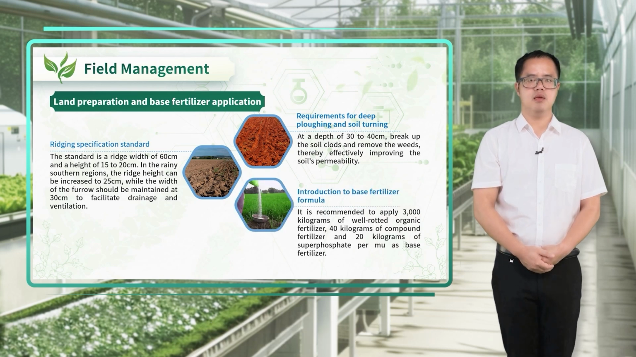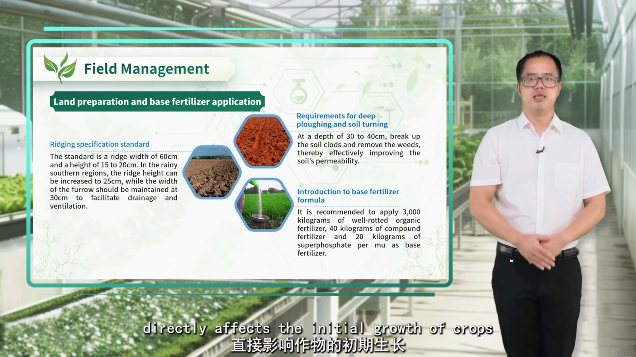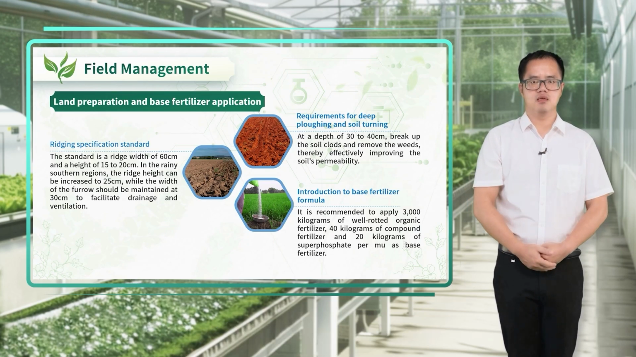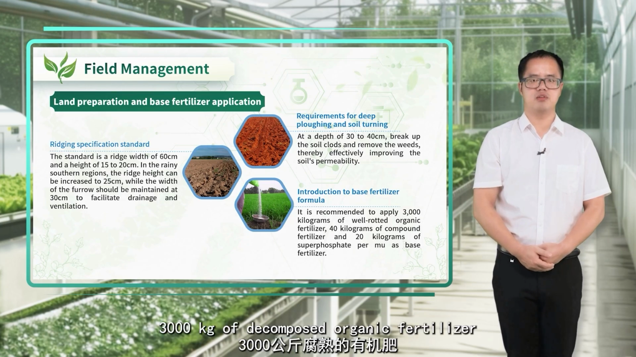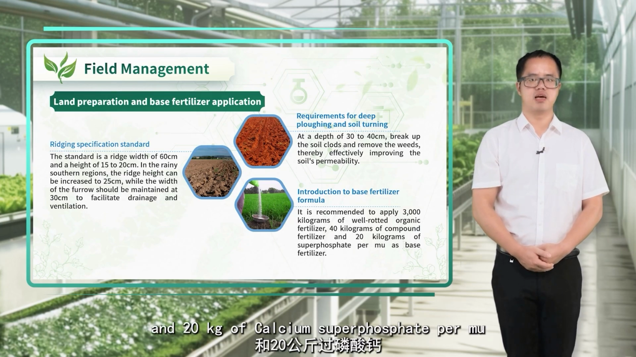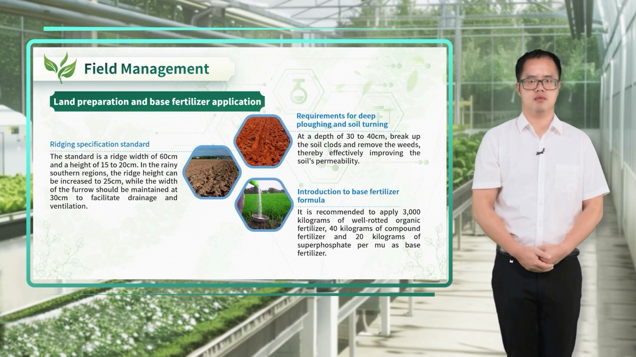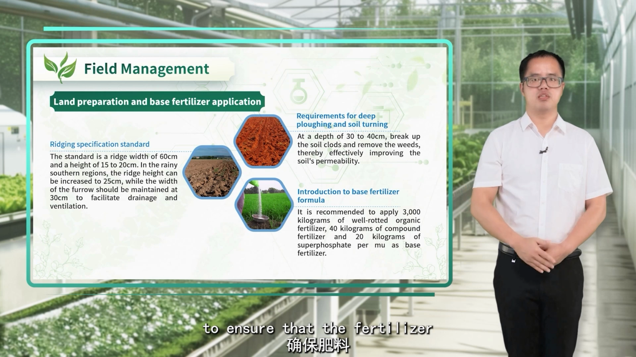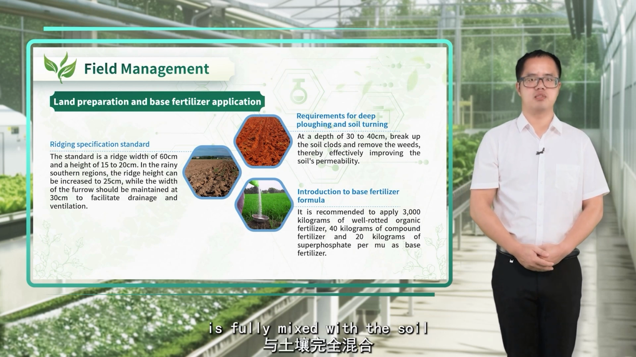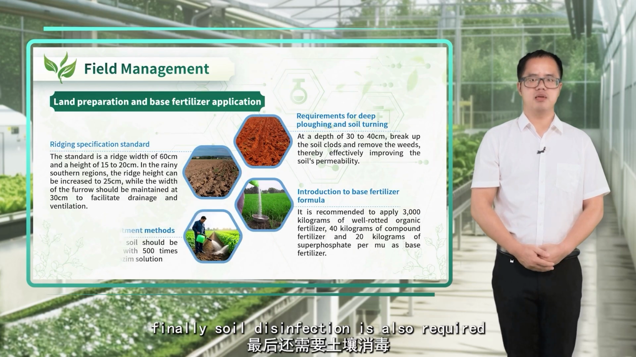While plowing, base fertilizer is added. The base fertilizer formula directly affects the initial growth of crops. It is recommended to apply 3,000 kg of decomposed organic fertilizer, 40 kg of compound fertilizer, and 20 kg of calcium superphosphate per mu after uniform spreading. Mix them through rotary tillage to ensure that the fertilizer is fully mixed with the soil and provides the nutrients required by the crops. Finally, soil disinfection is also required.